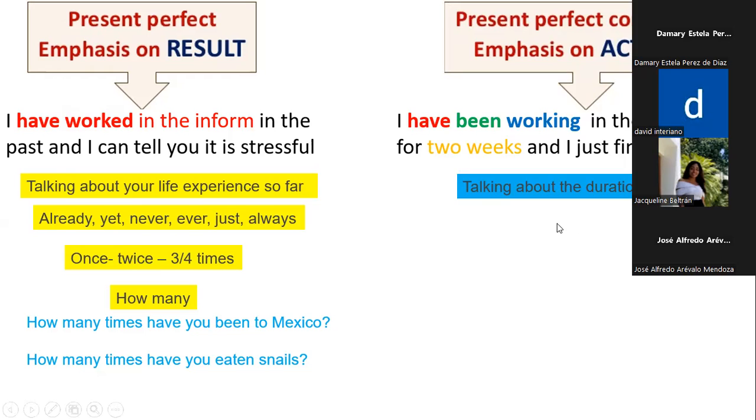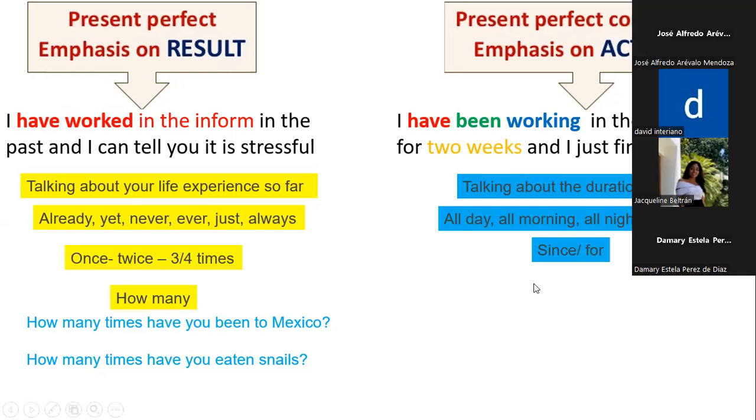Talking about the durations. Very good. Jose, continue. All day, all morning, all night long. Okay. For example, remember, you have to emphasize. You don't want to say for or since. You have to say the time. For example, in my case, I have been arguing. Arguing means peleando. I have been arguing all day, all morning. Oh my gosh! And you can give the emphasis. Okay. Next, continue, David.